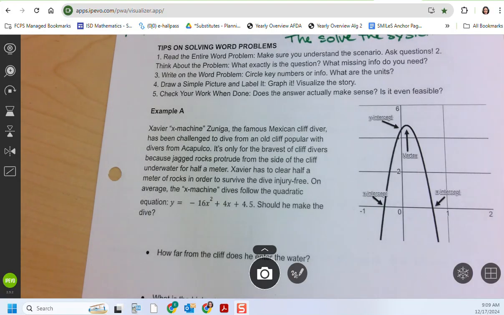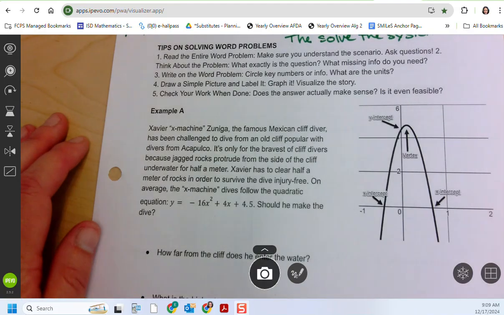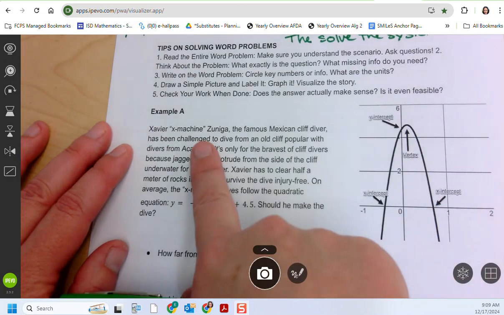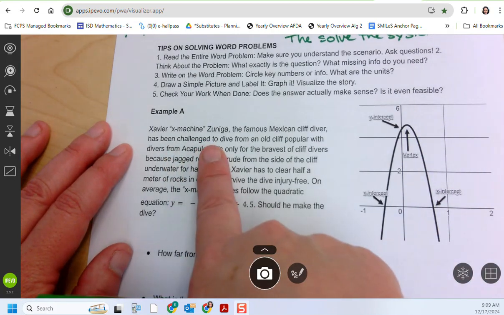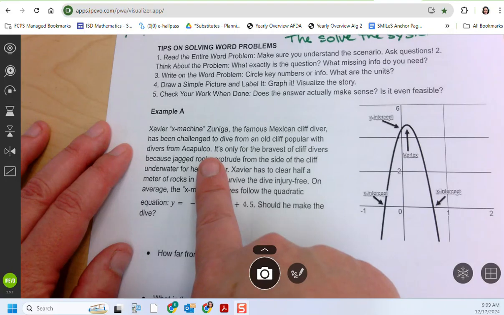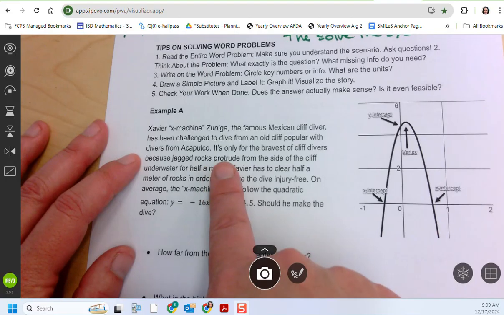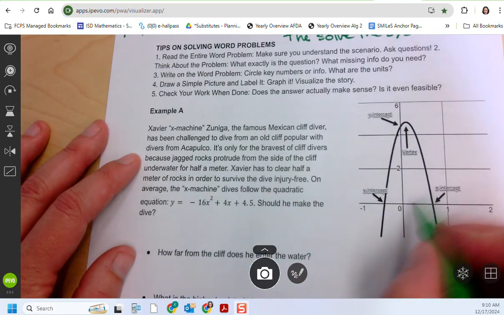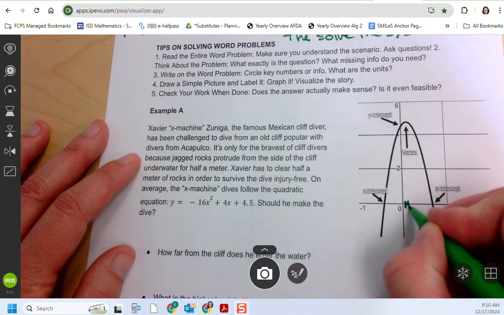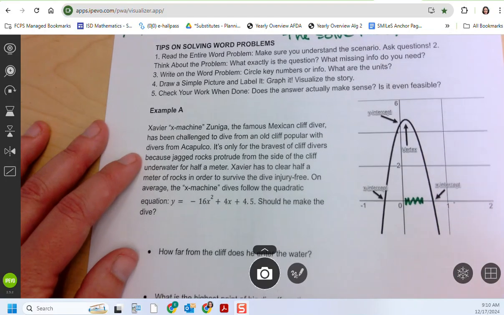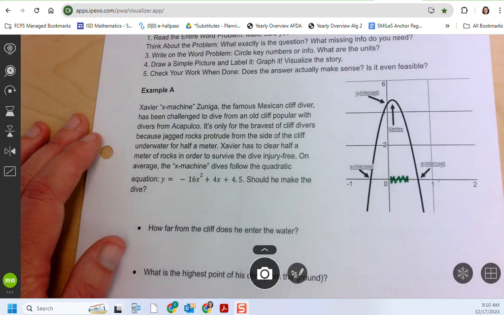Now it does say read the entire word problem, make sure you understand the scenario. Write on the word problem, so circle your key numbers or your info, know your units, and draw a picture and label it. So this has a picture for us, and it says the cliff diver has been challenged to dive from a popular cliff, and it's only for the bravest of cliff divers because of the jagged rocks that protrude for half a meter. So if this is 1 meter here, this is like half a meter. It looks like he's going to probably make it. But of course he wants to be a little bit more certain.